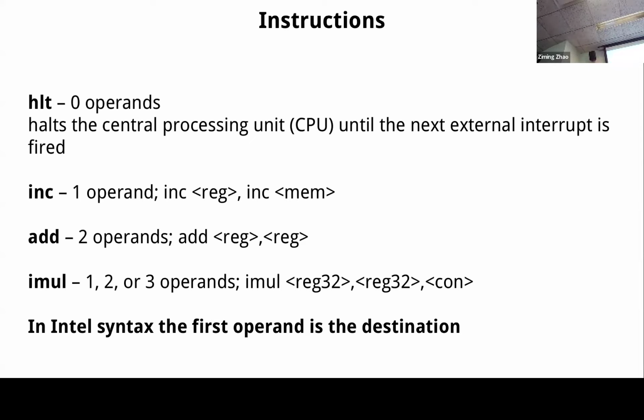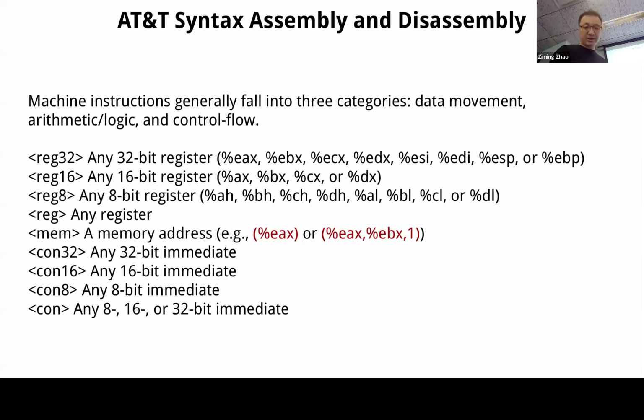For this one, IMUL, integer multiply, it can take three operands. We have a register, another register, and we have a constant. We can multiply the constant with a register, then put the value in another register. So the key to remember here is in this syntax, Intel. Oh, sorry, this is Intel. Let me skip this one. Need to update that.